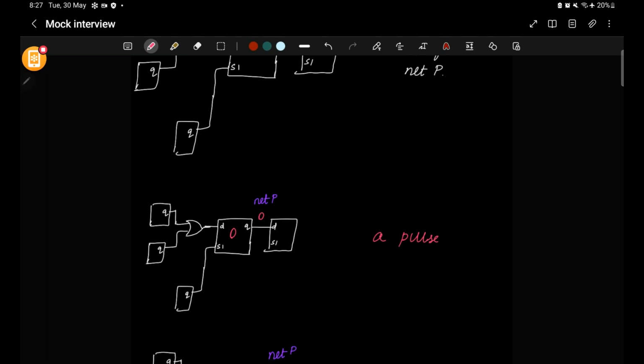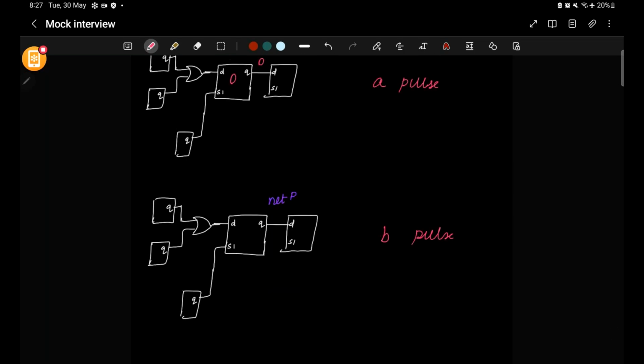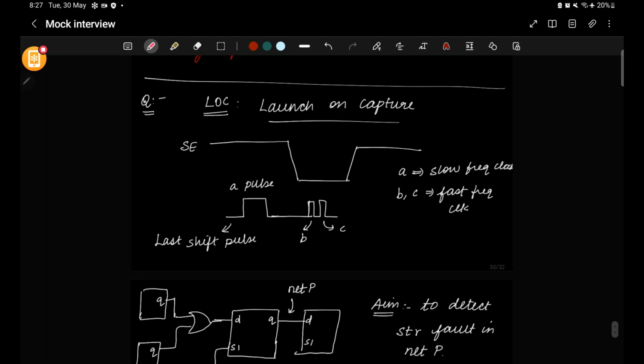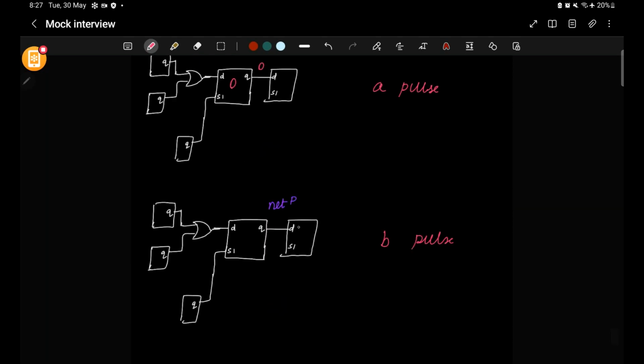Now during B pulse, what will happen? B pulse is coming during the capture phase in LOC. Okay, B pulse is coming during capture phase. So whatever value is there in its D input will get captured into this flop.